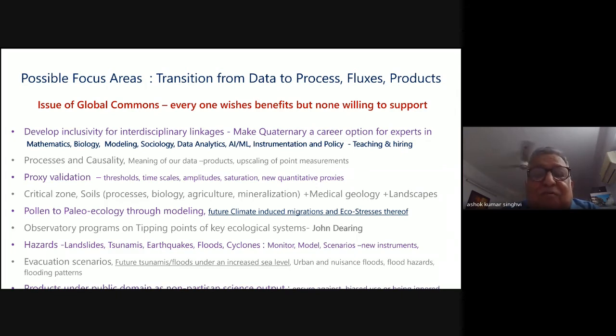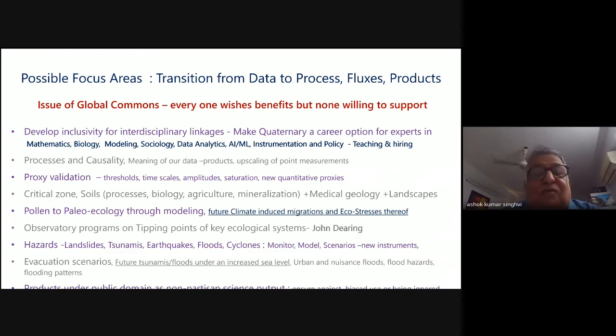And to me, it implies that we have not been able to give our message very clearly to people so that they see merit in supporting us. Now, one of the major roles an association like INQUA or AOQR could play is to make quaternary a career option for experts in mathematics, biology, modeling, sociology, data analytics, artificial intelligence, instrumentation, and policy. I think these are inputs we need besides geology.